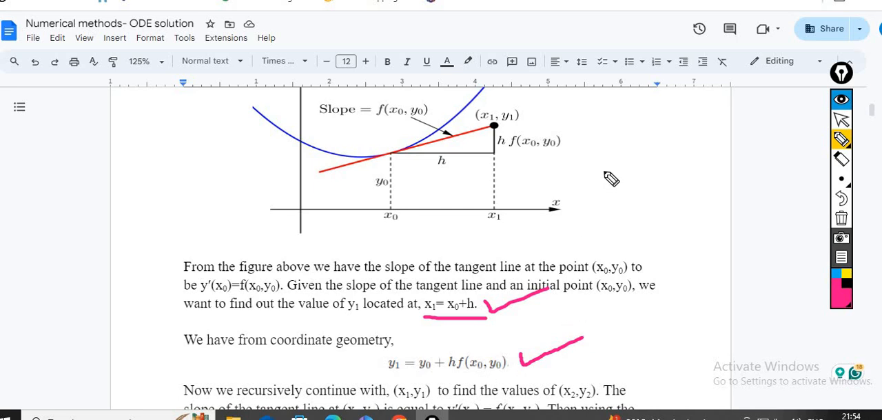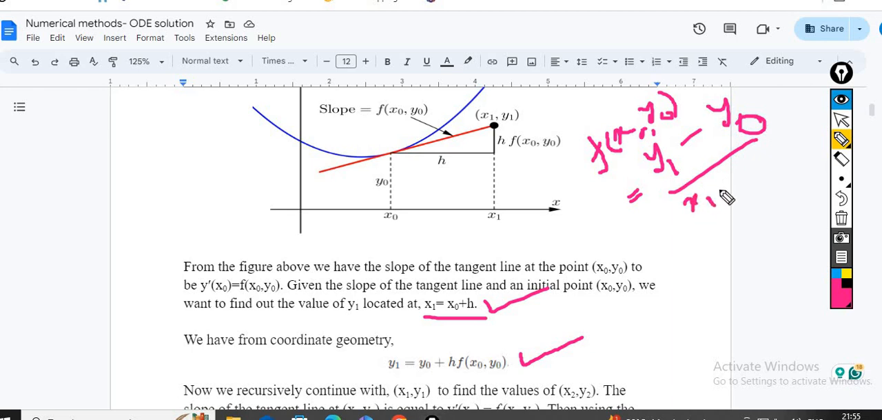Where does this come from? If you are talking about this particular value, it is the slope at the point x0, y0. What is the meaning of the slope at the point x0, y0? It is simply given as y1 minus y0 divided by x1 minus x0. Now we know the difference between x0 and x1 is h, so we can simply replace it by h. Rewriting this, one can get y1 is equal to y0 plus h times the function value f of x0, y0. So this expression is given.